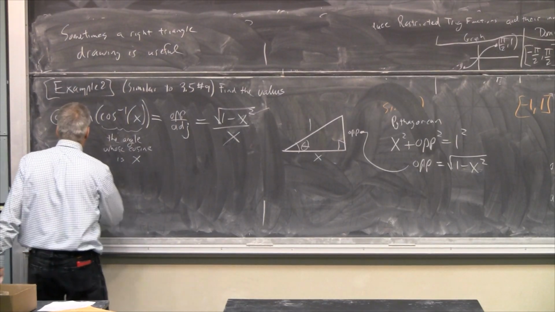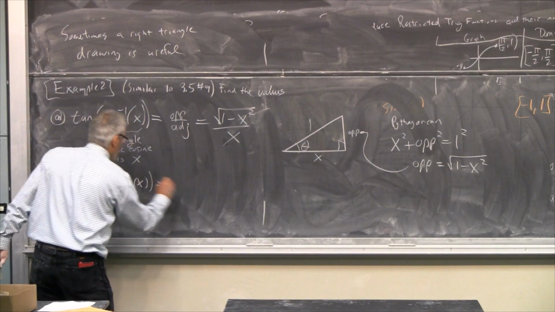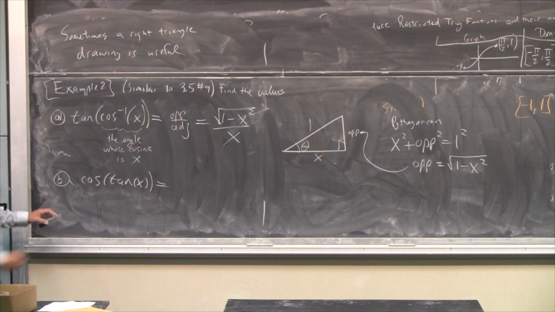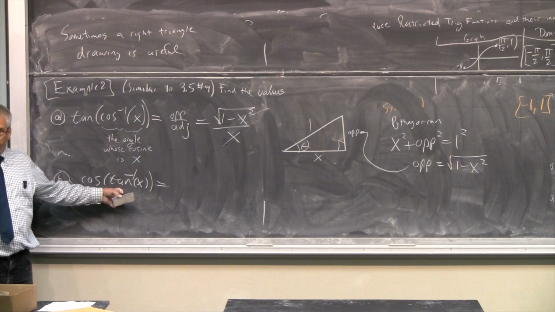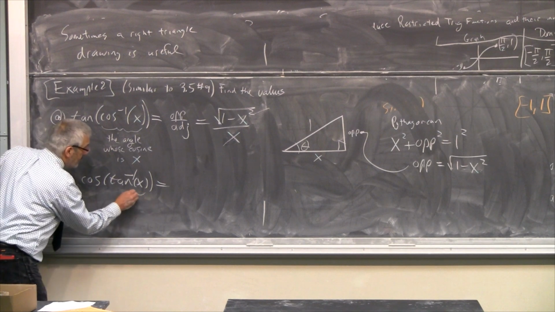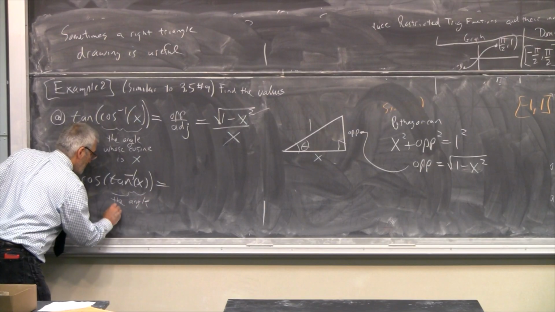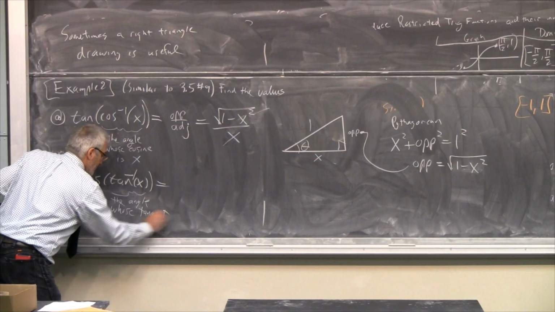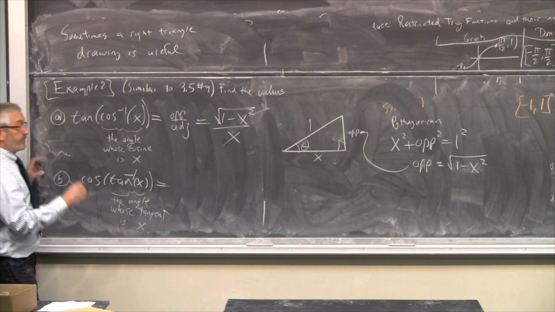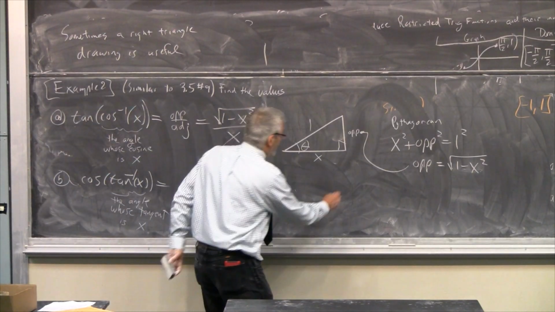Part B. Cos of tan inverse of x. Now remember what this means. This means the angle whose tangent is x. So for this, we need a picture that shows an angle whose tangent is x. So I'm going to make a new picture.